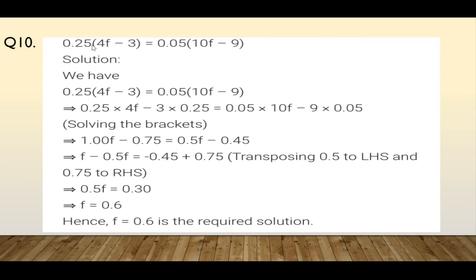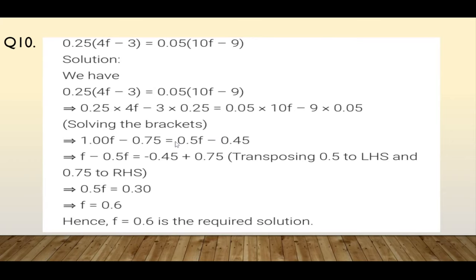If you multiply 0.25 into 4f, you'll get 1f. Similarly, if you multiply 0.25 into minus 3, you'll get minus 0.75. Here in the RHS, 0.05 into 10f will become 0.5f, minus 0.05 into 9 will become minus 0.45. Why minus? Because there's a minus sign in front of 9.